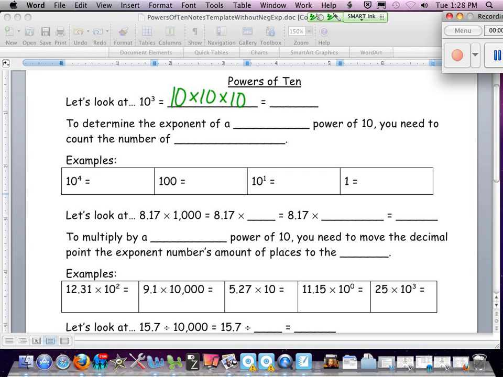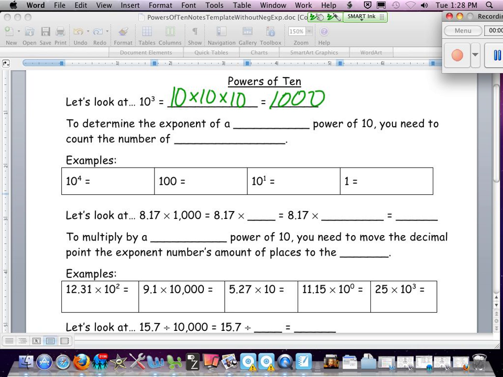So how much is 10 times 10? And then times another 10. 10 times 10 is 100, and 10 times 100 is 1,000. Excellent, 1,000. But here's the shortcut trick.